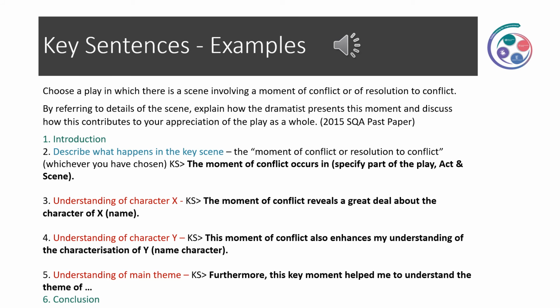On this slide, I've provided you with some key sentences for an essay we looked at earlier on slide 20. So for example, in paragraph 2, when you're describing what happens in the key scene, you want to specify what that key scene actually is. So something like, the moment of conflict occurs in, and then say where in the play. For paragraph 3, the moment of conflict reveals a great deal about the character of, fill in the blank.